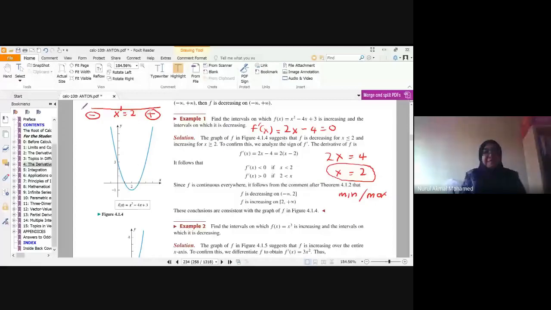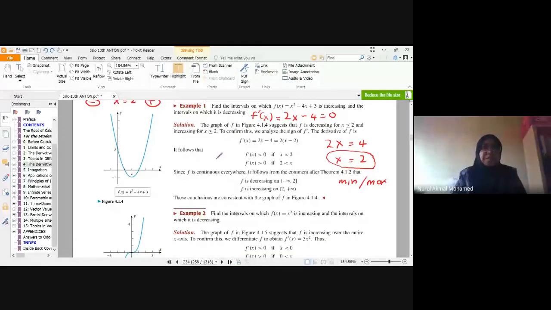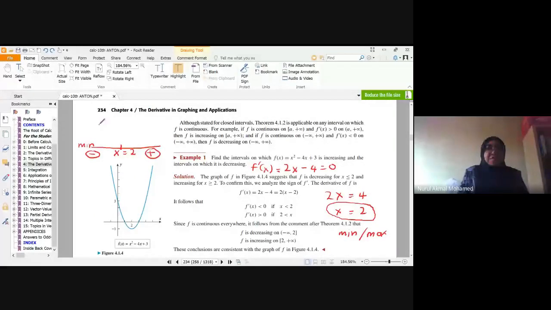But if you have, let's say, x equal to 2 here, and the left hand side of x equal to 2 is positive and the right hand side of x equal to 2 is negative, then x equal to 2 is the maximum point of the function. Okay, so based on these properties, you can check whether it is a minimum or maximum.